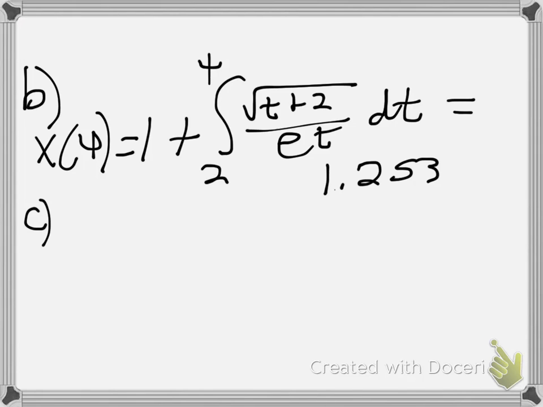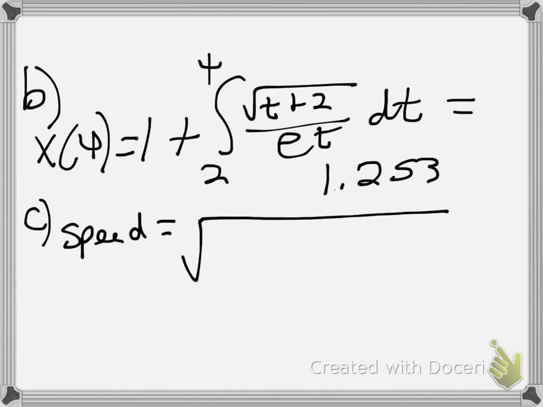Part C. Find the speed of the particle at time t equals 4. Find the acceleration vector of the particle at 4. So speed, again, is equal to the square root of dx dt squared plus dy dt squared at 4. That speed is our magnitude. They already gave us those values, so we just have to plug them in at 4.